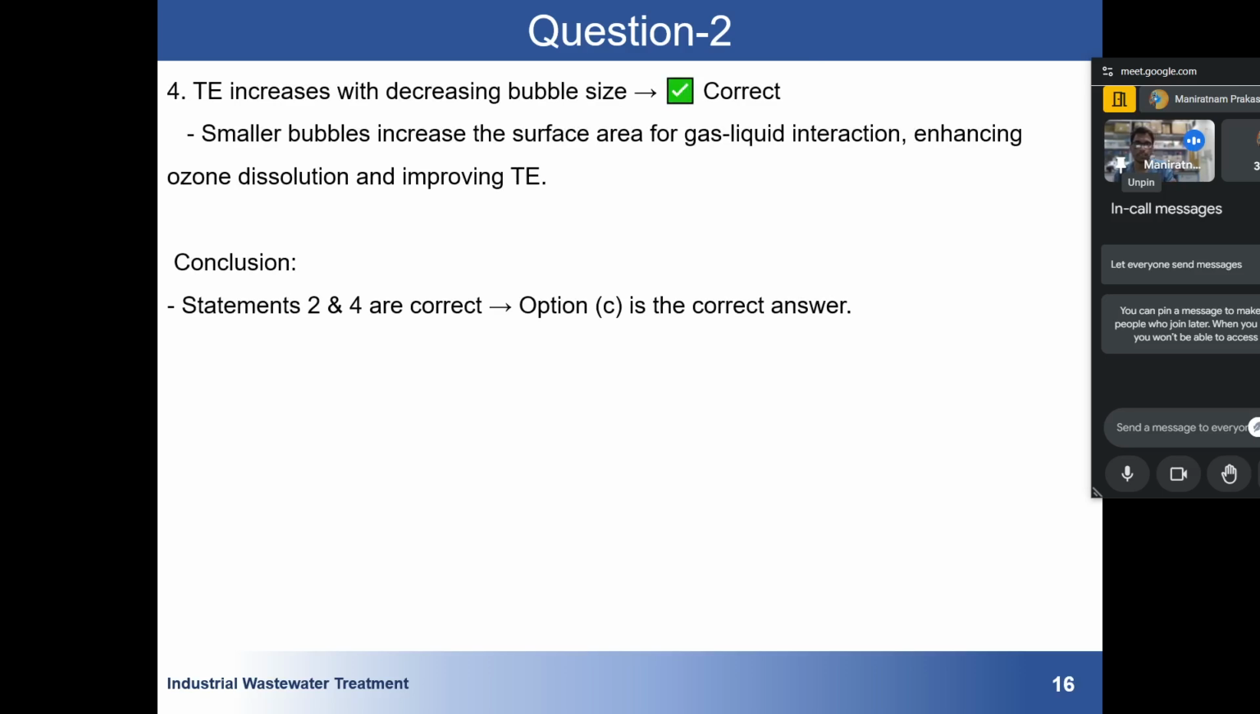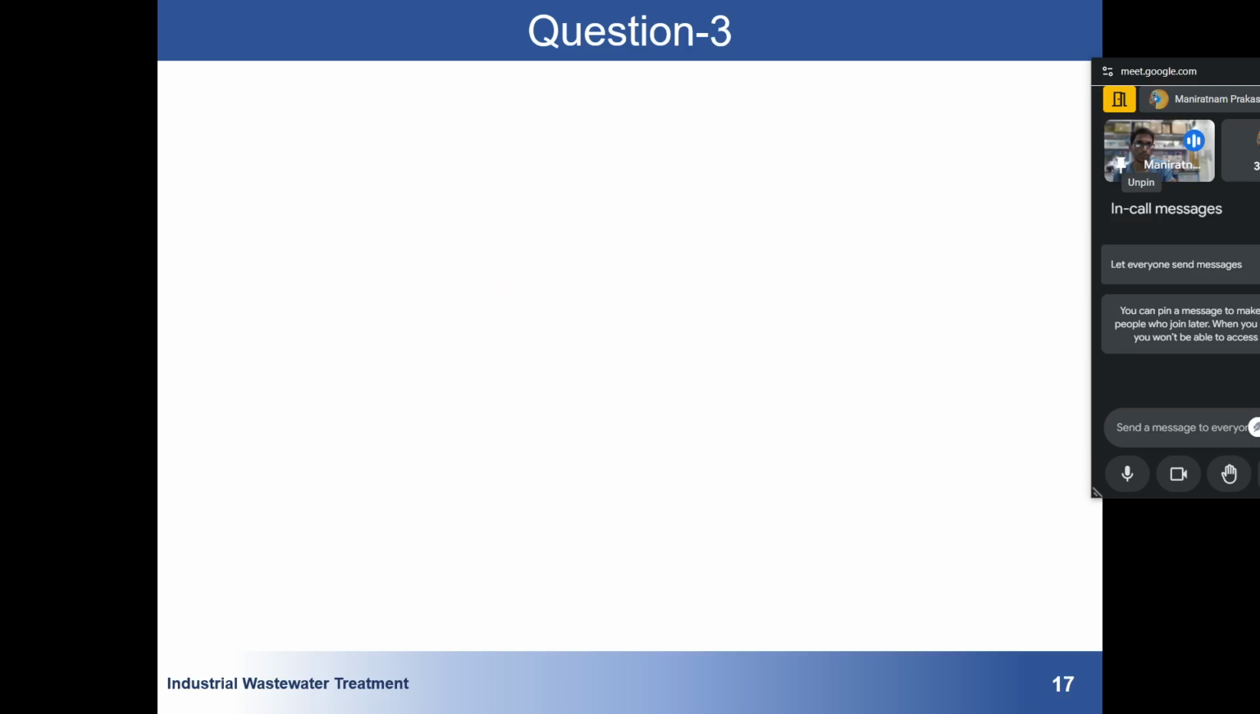A smaller bubble increases the surface area of the gas-liquid interaction, enhancing the ozone dissolution and increasing TE. So this is also a correct answer. If there is a smaller bubble, then the surface area will be higher, and with more surface area, more ozone can be trapped, or can be dissolved. That's why the answer is C, that is, 2 and 3 are correct.